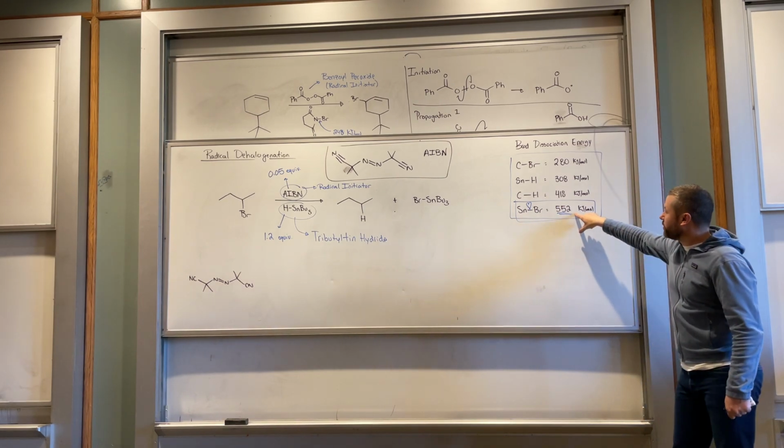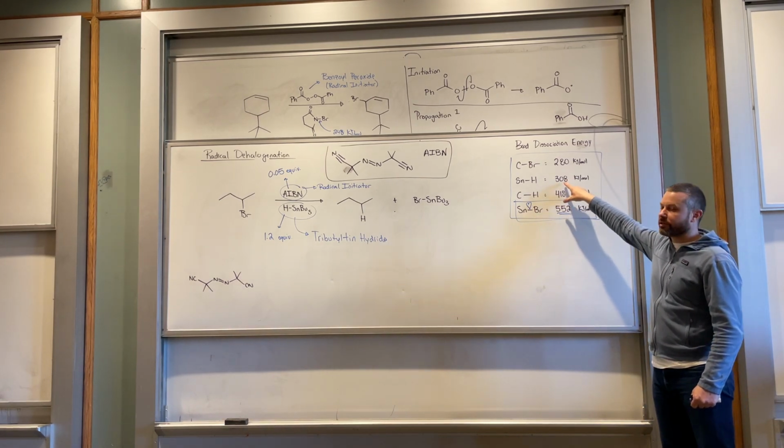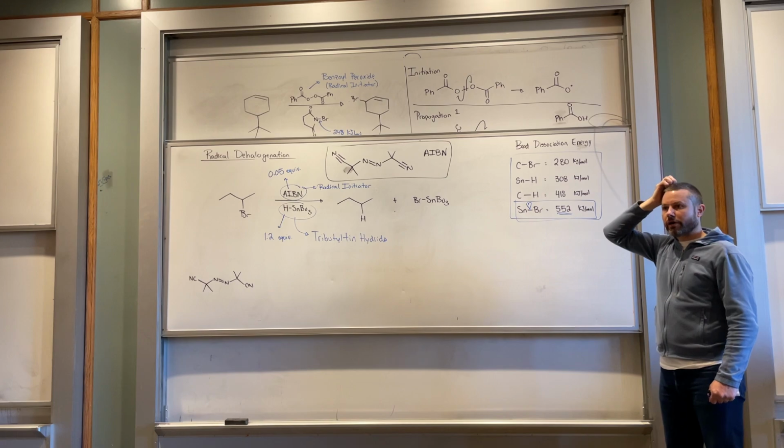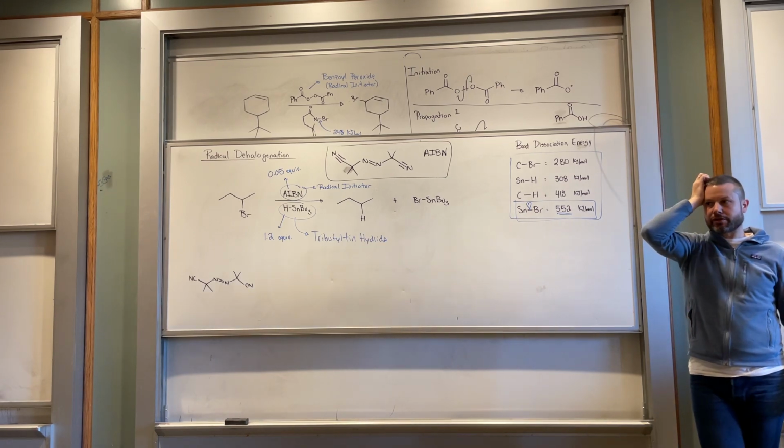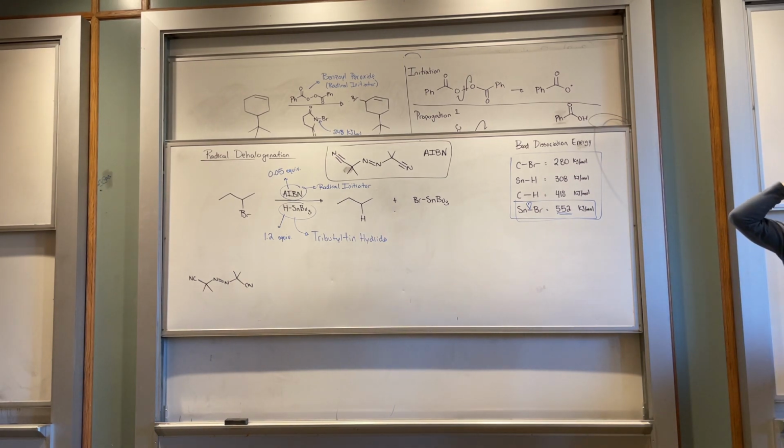Why would the tin-bromine bond be so much stronger than the tin-hydrogen bond? Why are those two atoms such a great match for each other? Just a guess. Well, tin is a metal, so it has delocalized electrons anyway, and bromine's super electronegative, so it's pulling against that, so the bond would be stronger than it would be with hydrogen.